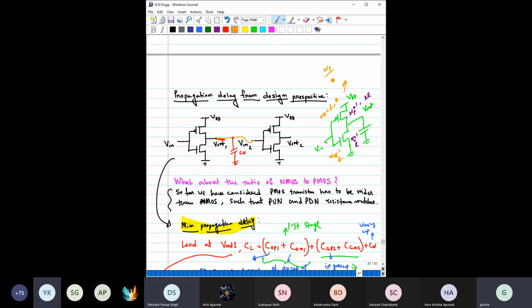So to get a symmetrical charging and discharging, what you are basically doing is taking the WP by WN ratio, which is equal to RP by RN, where RP is the resistance of PMOS for WP equal to 1, and RN is the resistance of NMOS when WN equal to 1.